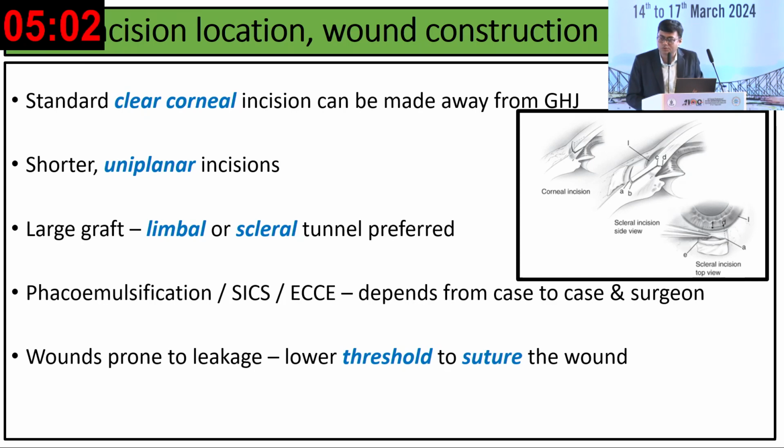Now, whether you do a phaco or an ECCE or an SICS depends on the case, the density of the cataract and the surgeon's skill. Any of them is preferable, there is nothing good or bad as long as the surgery is safe. And these wounds are prone to leakage because of the abnormal corneal contour. Just have a lower threshold to suture the wounds. I personally suture all the wounds after doing a cataract in such cases.